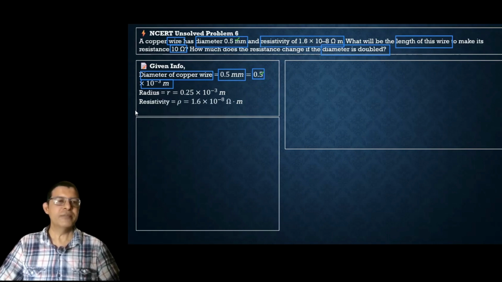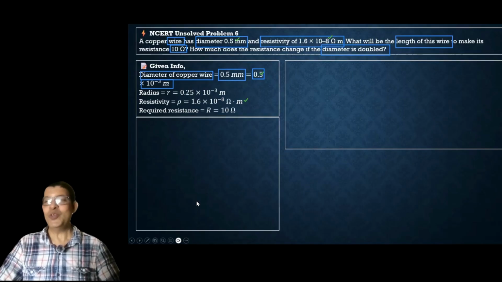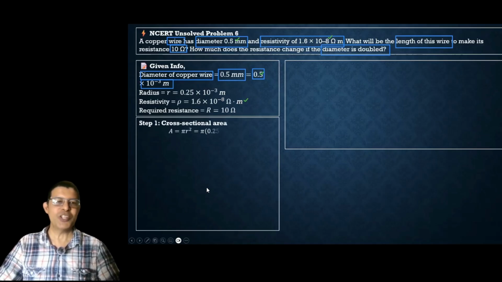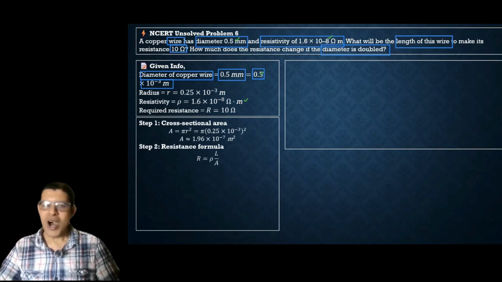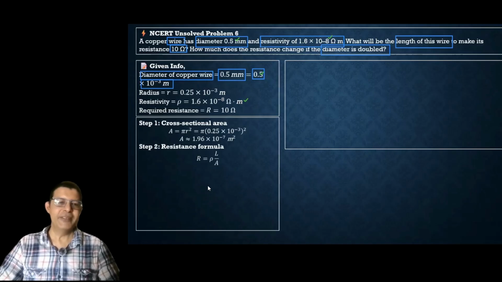Resistivity is already given. This is resistivity. Next, required resistance is 10 ohm. So now we use the resistivity formula. Cross-sectional area you have to calculate because radius is given. So we'll get the cross-sectional area. Once you get cross-sectional area, we use the resistance formula, which is R is equal to rho L by A.